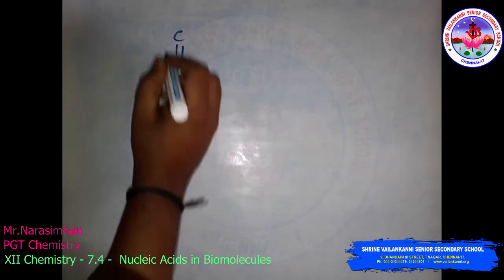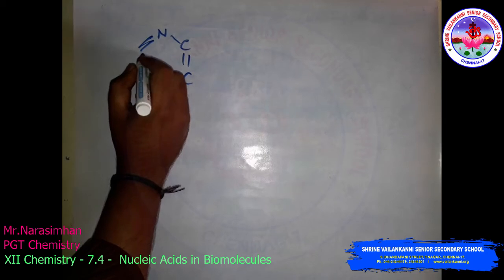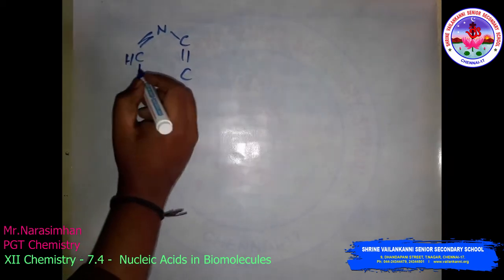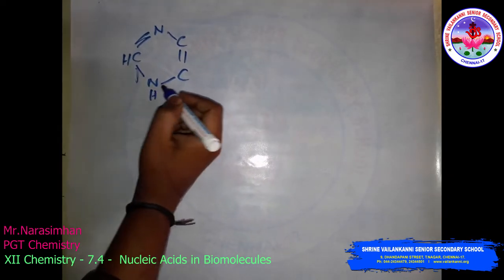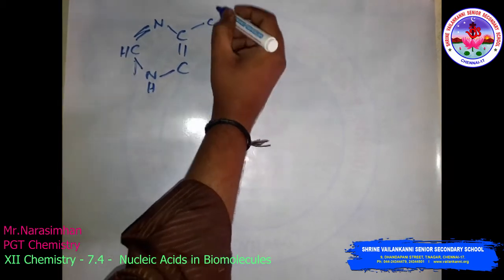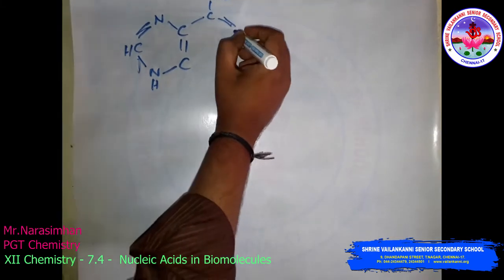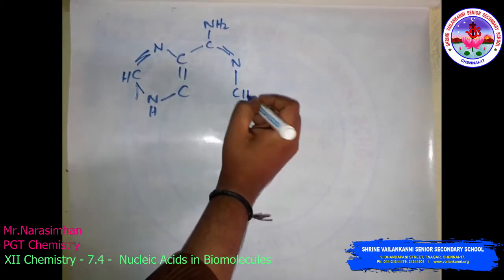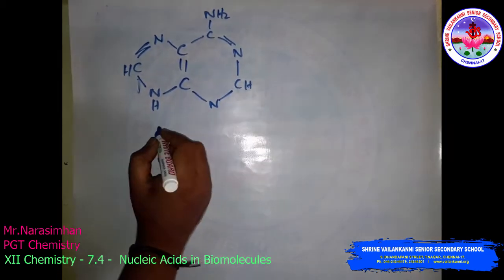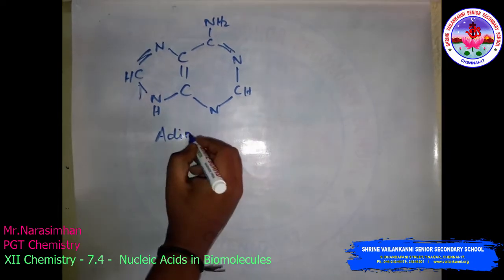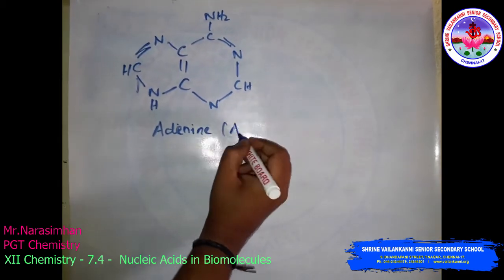See the structure of adenine: N double bond with CH, NH, C with NH2, N, CH, and N. So this is the structure of adenine, simply A.